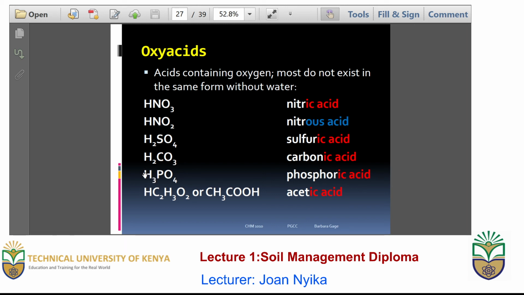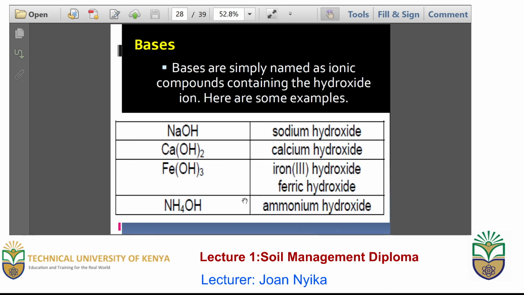The case of hydrogen and phosphorus, we form phosphoric acid. Remember, this only applies for oxyacids, acids that contain oxygen. And this is the same case for acetic acid, which can be written in this form or this form.